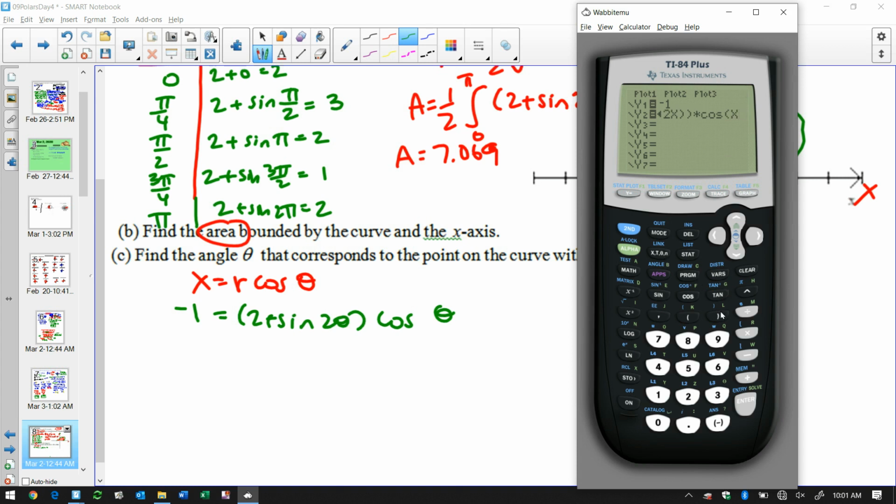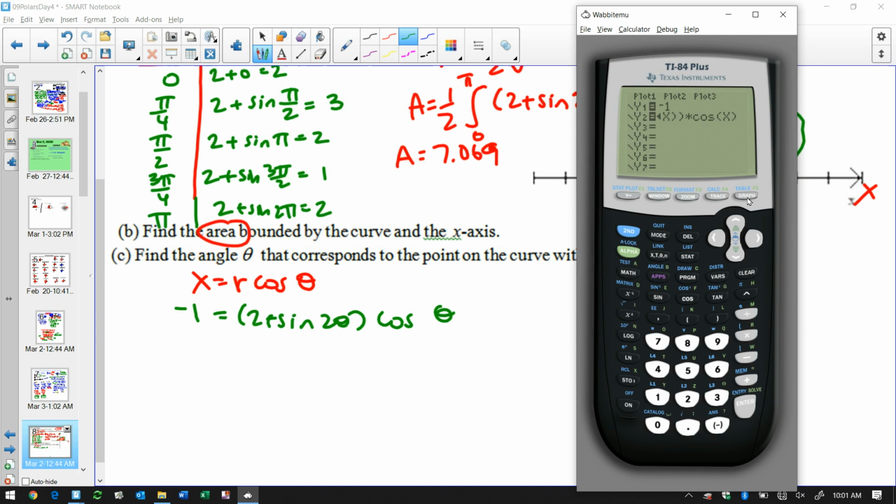And then what we're going to do is graph this, and you're going to look for the intersection. Oh, my graph is going to be different because I zoomed it. Let me zoom out here, guys. Zoom standard. Okay, so this is what your graph would look like on your calculator. Does it look something like this? And what am I trying to find? Where these things are equal, right?